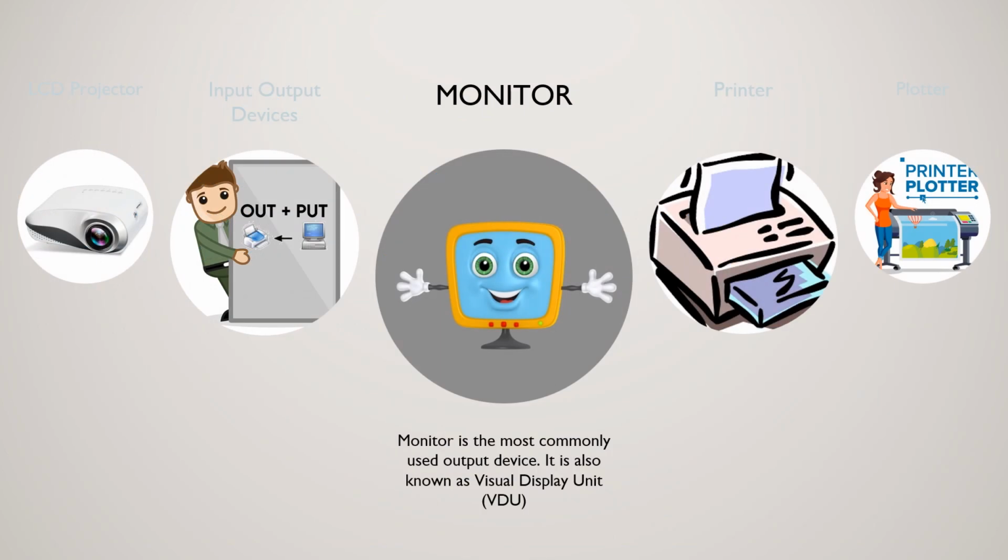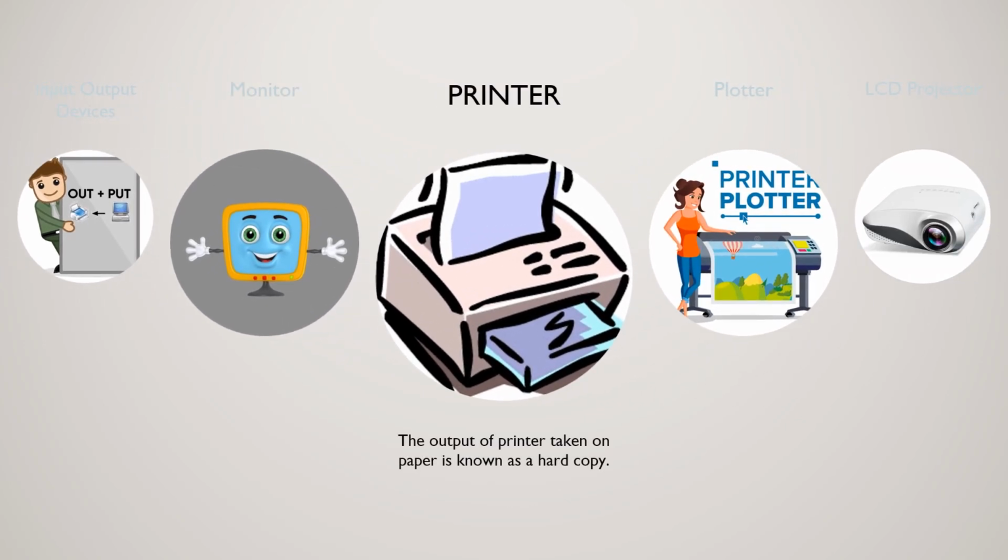Now the printers, they give us the output on the paper. Monitors just show us the output, whereas printers give us the output on the paper. And this printed output on the paper is known as the hard copy. They can print anything. They can print text also. They can print images also.